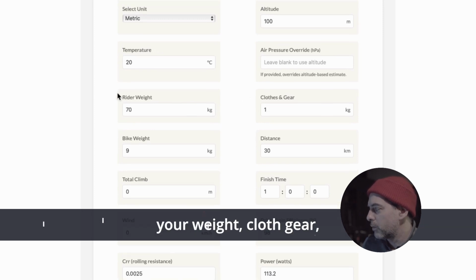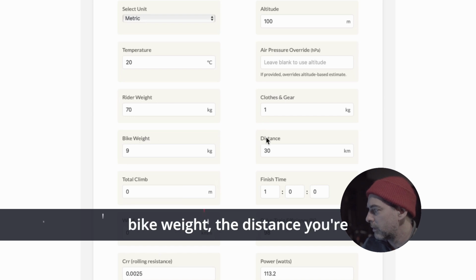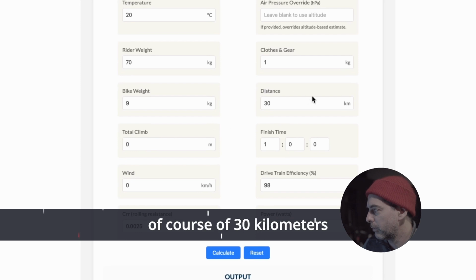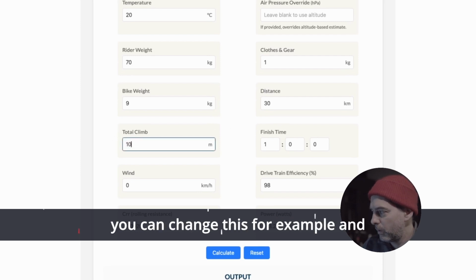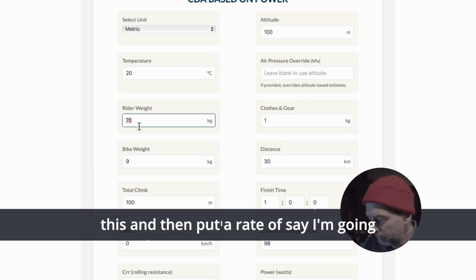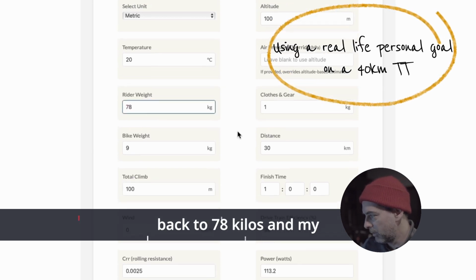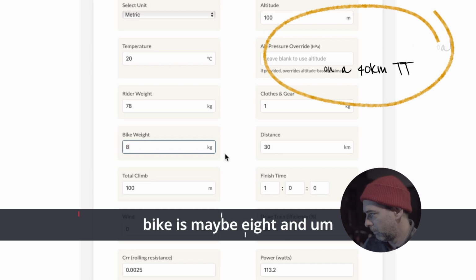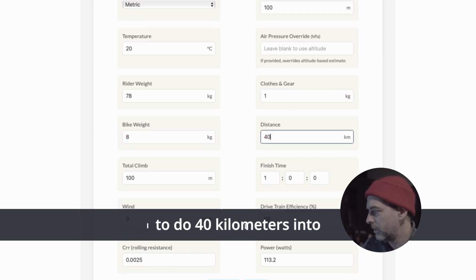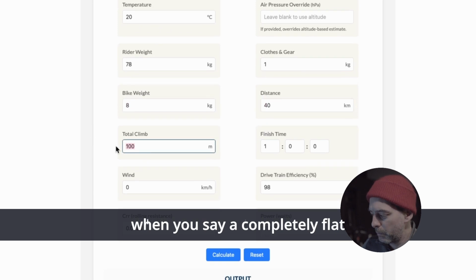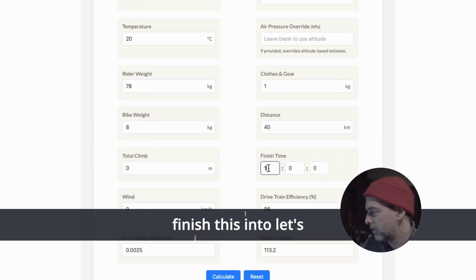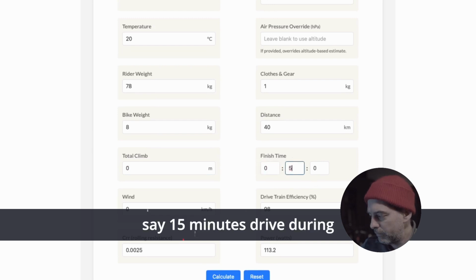Now you can input your weight, clothes, gear, bike weight, the distance you're traveling, the total climb. So if you have been climbing 100 meters over the course of 30 kilometers, we can change this, for example, and your finish time. Now I'm going to play a bit with this and input a weight of, let's say, going back to 78 kilos, and my bike is maybe 8, and clothing and gear maybe 1 kilo. I'm trying to do 40 kilometers on a completely flat course, because I'm lucky, and I want to finish this in, let's say, 50 minutes.